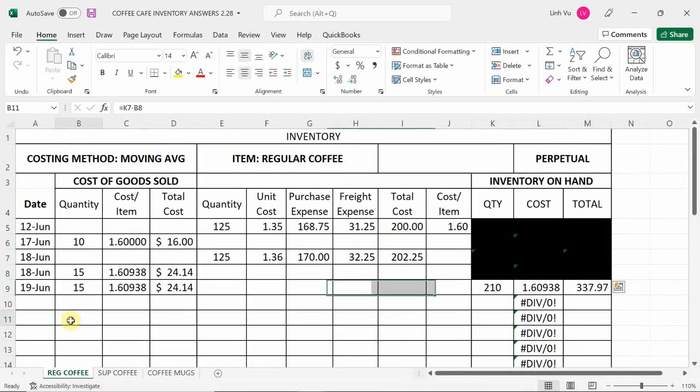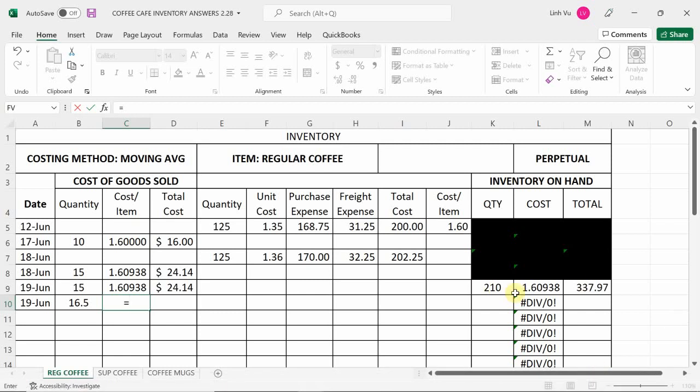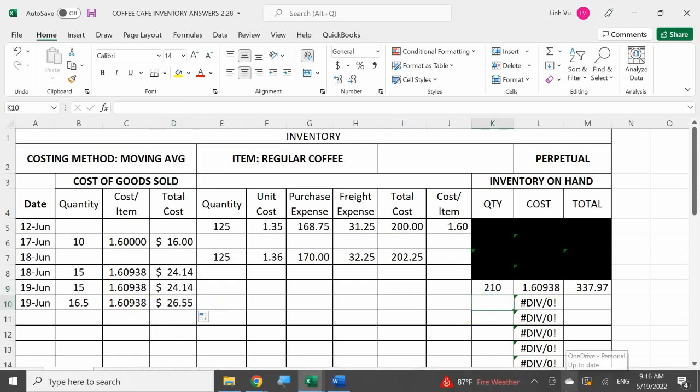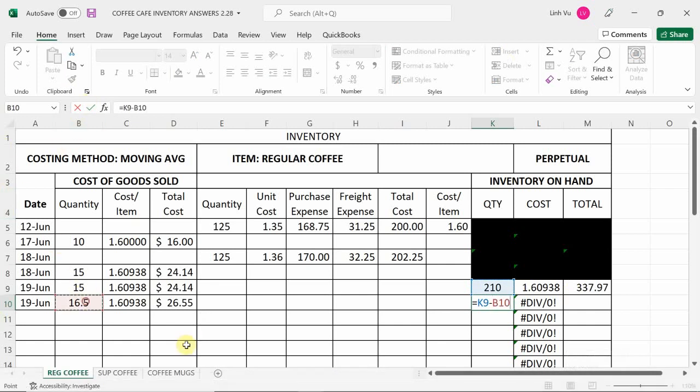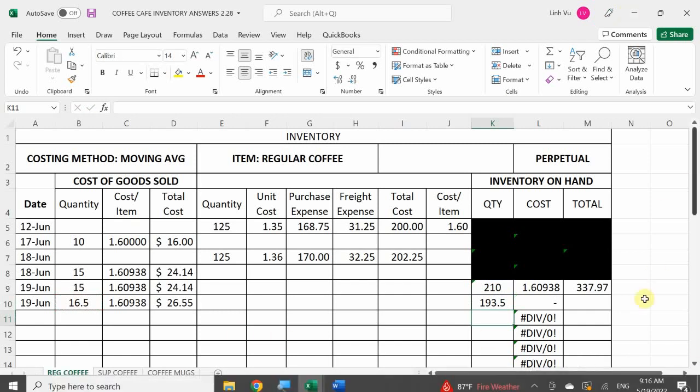So we go to my regular coffee. We sold, or used, 16 and a half pounds. Okay. This is moving average. So right now, my current average cost per item is 1.6038. When I calculate it, I get a total of $26.55. So I need to update my inventory because I no longer have 210 anymore. I just used 16 and a half pounds. So that means I have 193 and a half pounds left.